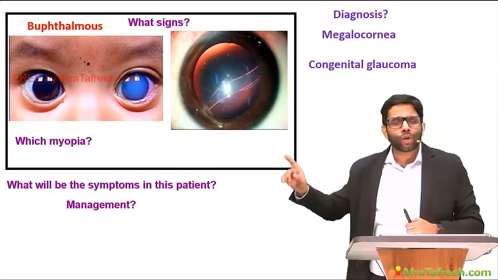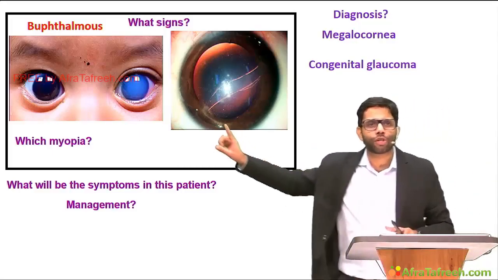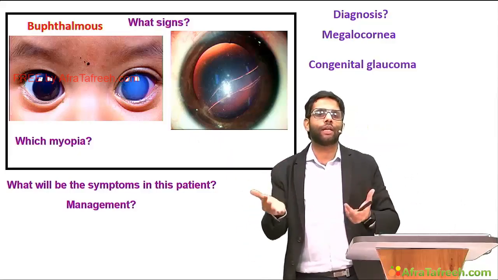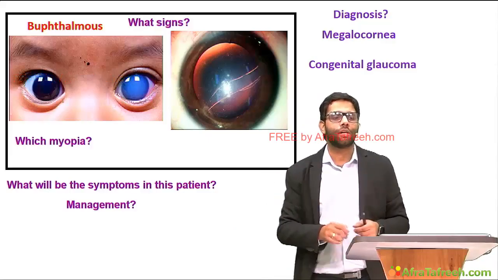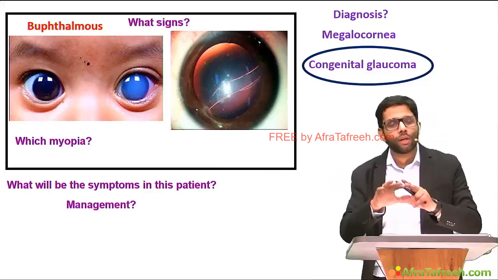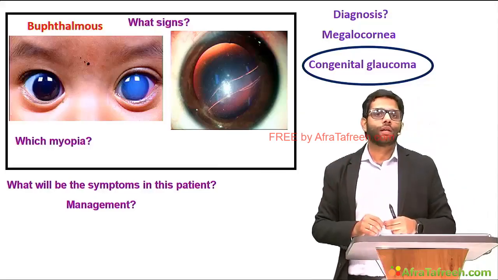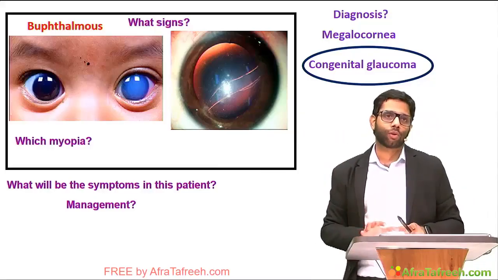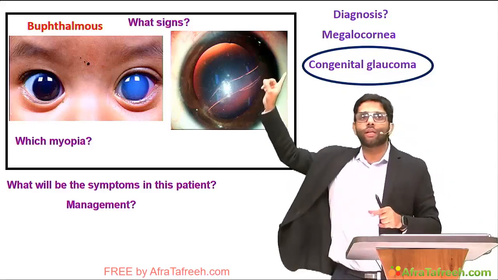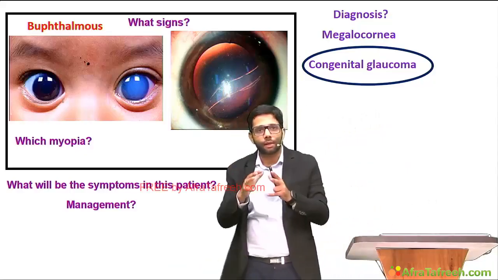Megalocornea, there is no symptom. This bluish appearance is because of high intraocular pressure, the aqueous is coming and imbibing into the cornea, leading to corneal edema. So this is congenital glaucoma. Megalocornea will have only increase in the size of the cornea, nothing else, no symptom in megalocornea. The eyeball size is not increased in megalocornea. Buphthalmos, the eyeball size is increasing.